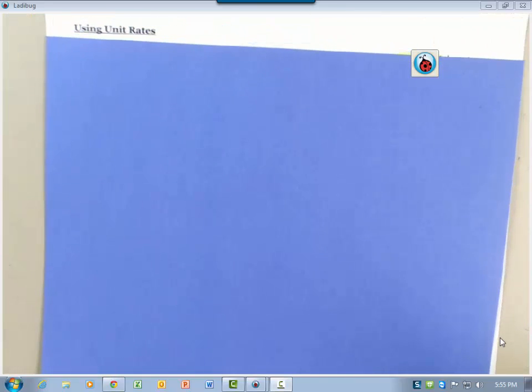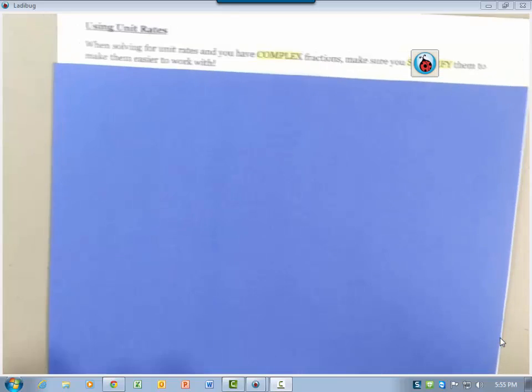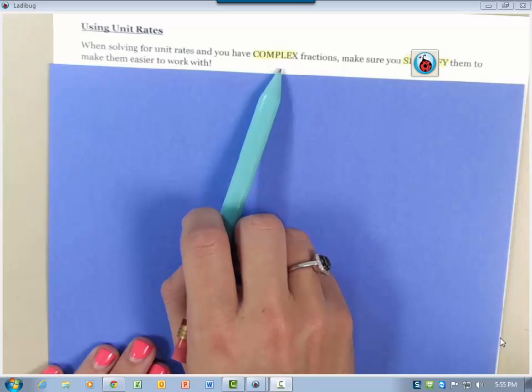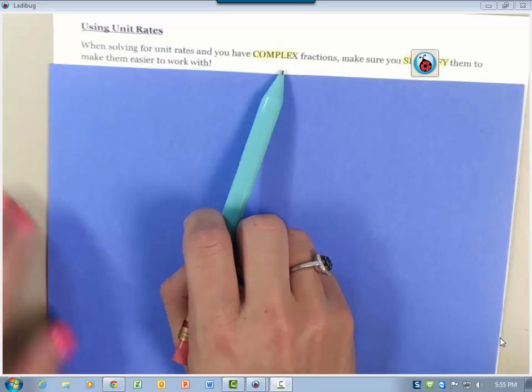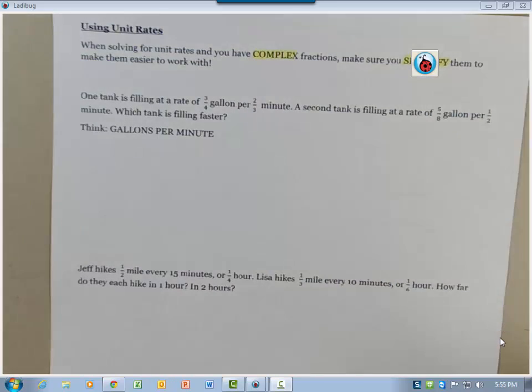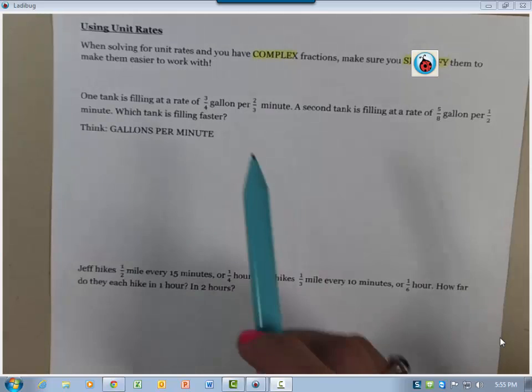Using unit rates. When solving for unit rates and you have a complex fraction, make sure you simplify them to make the work easier for you. Guys, don't make it more complicated than it needs to be. All it means is you need to work these problems out.